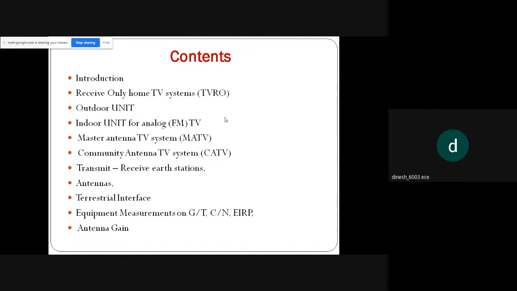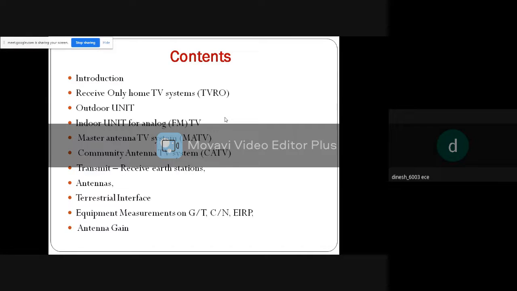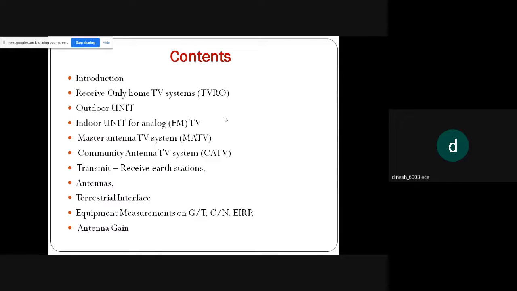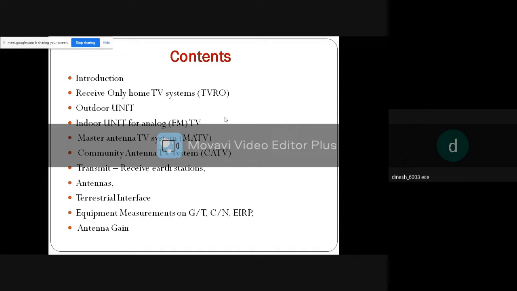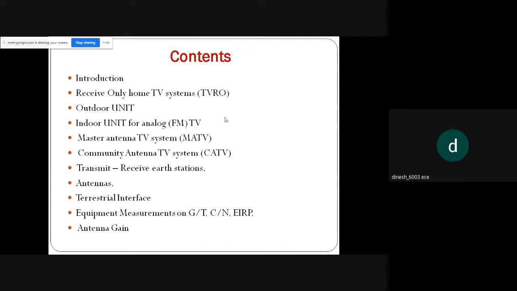In that we have the outdoor unit and indoor unit, followed by the master antenna TV system, which is called MATV. Then the community antenna TV system, CATV. And how the transmission and reception takes place at earth stations, followed by the antenna system, the terrestrial interface, and the equipment that can be used for measuring the G/T, C/N, and EIRP, and antenna gain. So these are the things that we are going to see in unit number 3.